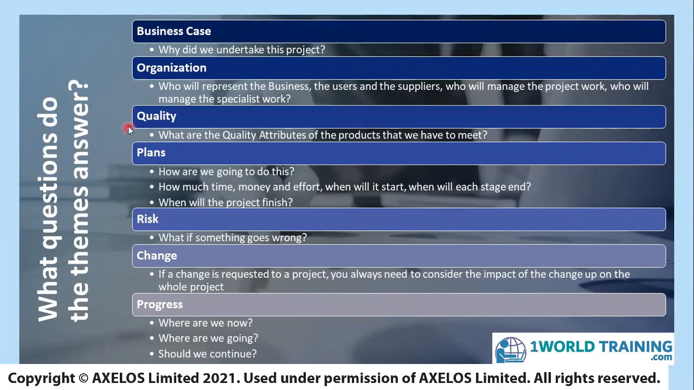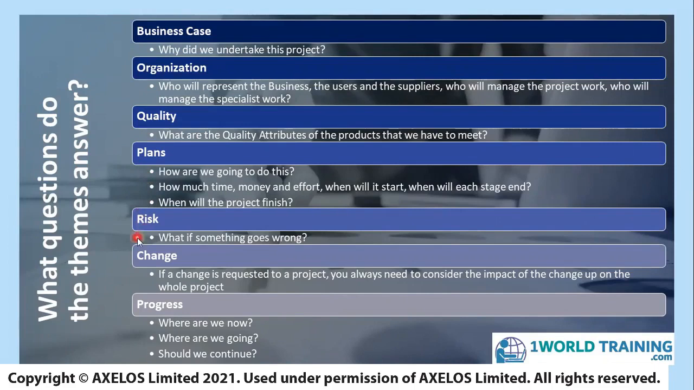The quality theme answers the question, what are the quality attributes of the products that we have to meet? Meaning, the product specifications are clarified. The customer's expectations are clarified. The plans theme is about how are you going to do this? How much time, money, and effort? When will it start? When will each stage end? When will the project finish? These are standard planning questions anyway.